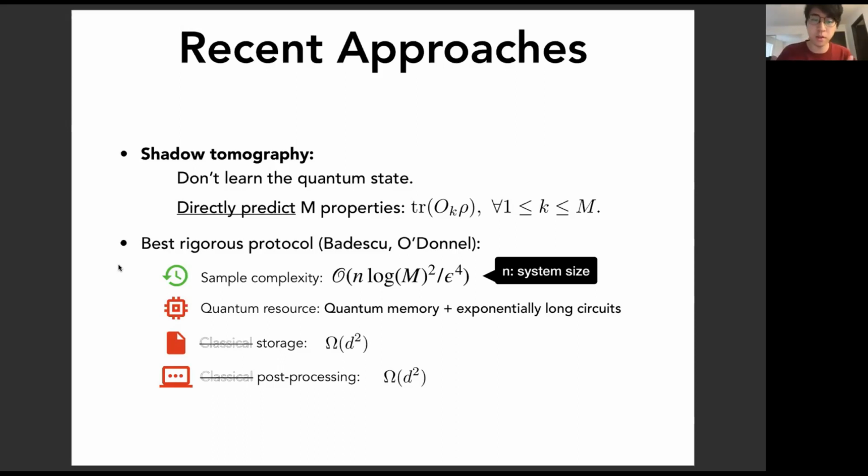And it's actually not classical exponential, but quantum exponential. So you need quantum circuits that are exponentially deep and so on. So it's still very expensive, but the sample complexity is very efficient. So that gives us some hope to improve upon it.